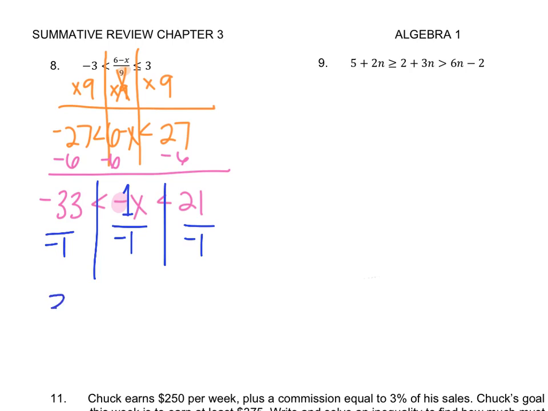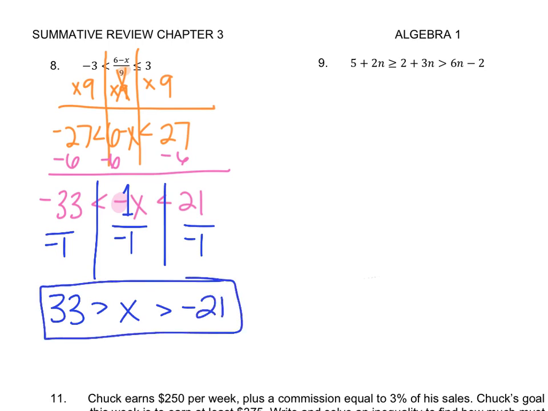In doing so, I have positive 33. Remember, you have to flip your sign, so 33 is greater than x, which is greater than -21. Here is my final answer.